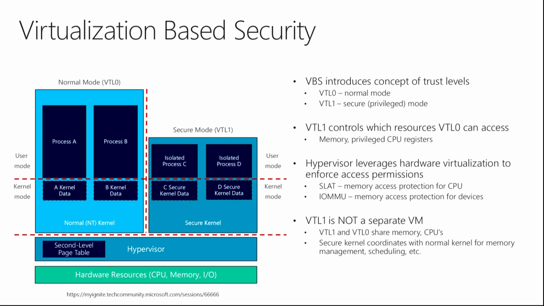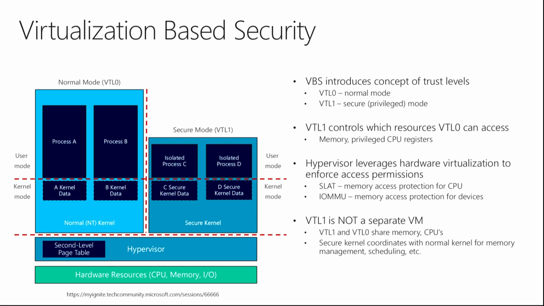So within VSM, we have two trust levels, VTL0, which is your normal mode. This is going to contain the NT kernel. And then VTL1, which is your secure mode. And this contains the secure kernel. So the secure kernel just provides a minimal functionality for these things called isolated processes.